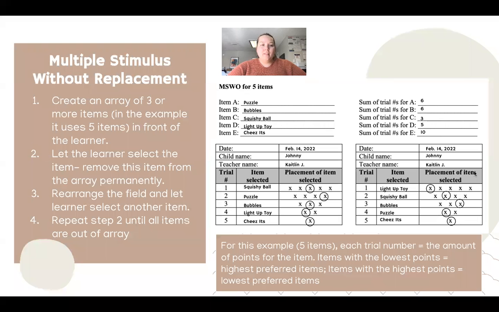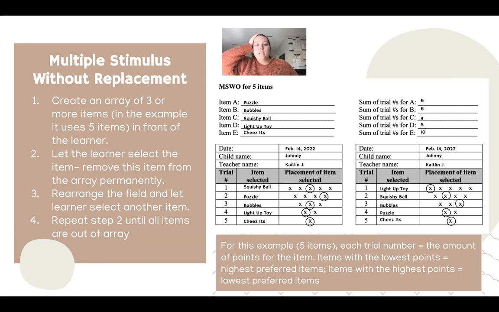All right. Next, we have multiple stimulus without replacement. For this one, you're going to create an array of 3 or more items. In this example, we used 5 items in front of the learner. Let the learner select the item and remove the item that they selected permanently. So instead of removing items that they aren't selecting, we're going to remove the item that they do select. Then you're going to rearrange the field and let the learner select another item. You're going to continue this until there are no more items in the array.